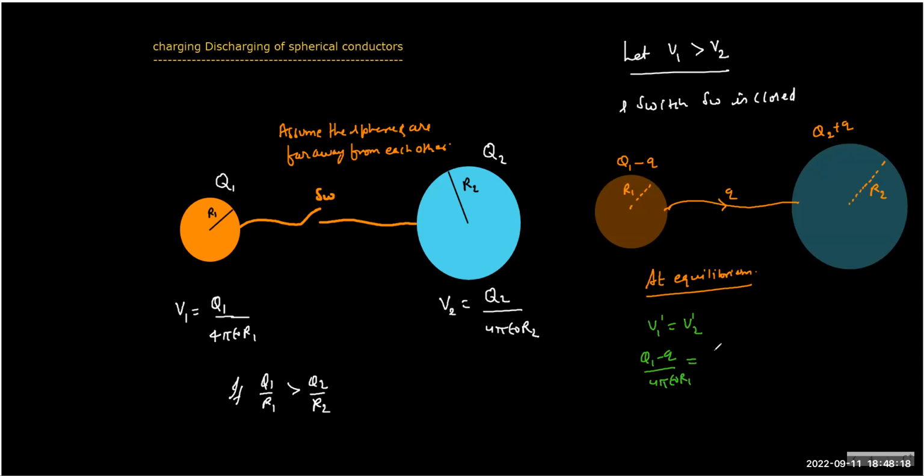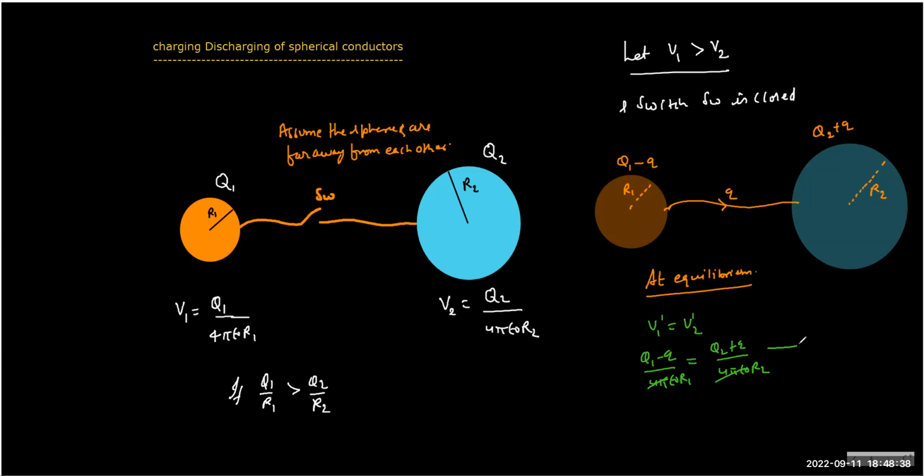Equals to Q2 plus Q upon 4 pi epsilon naught R2. You can see 4 pi will cancel out. In fact, what you're writing is the Q by C, and that is the potential for the capacitor. It is Q by C, the capacitance, isn't it?